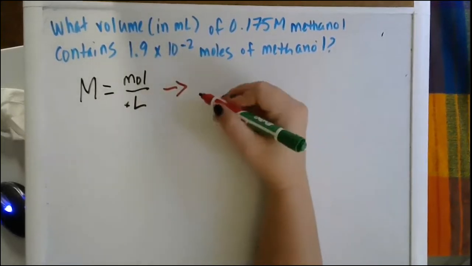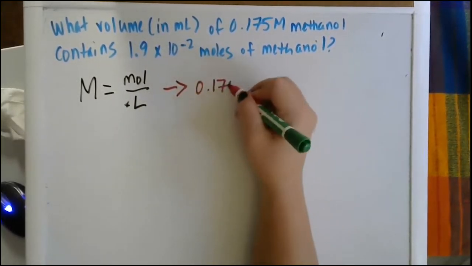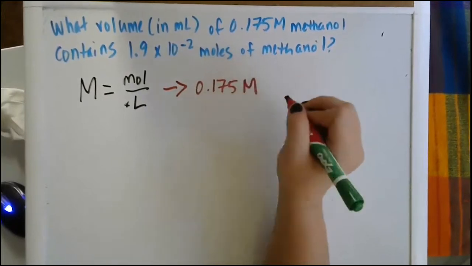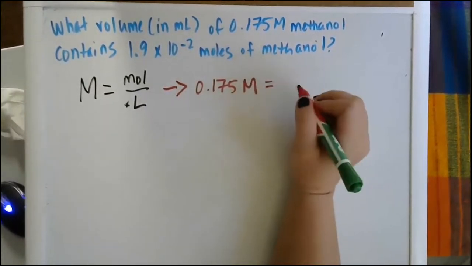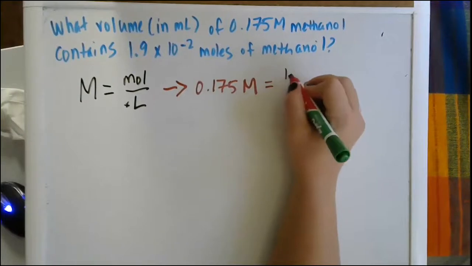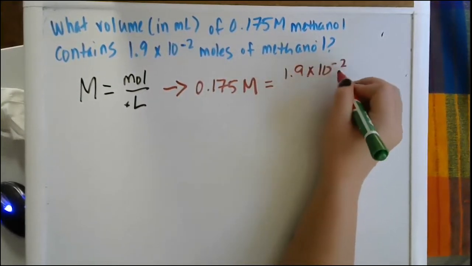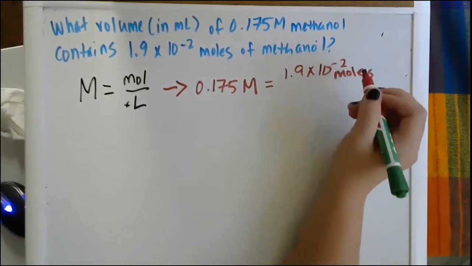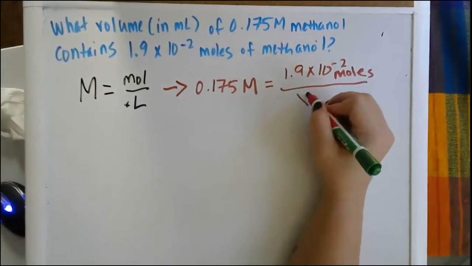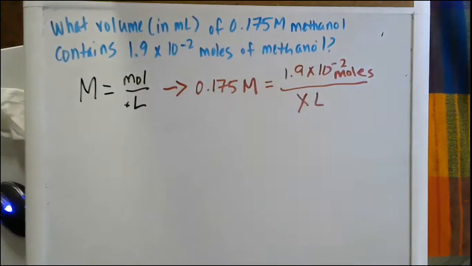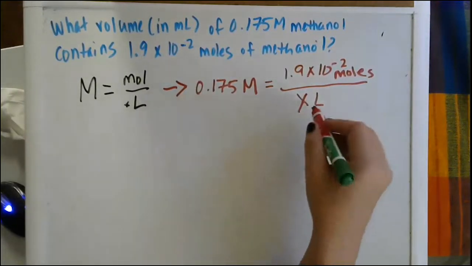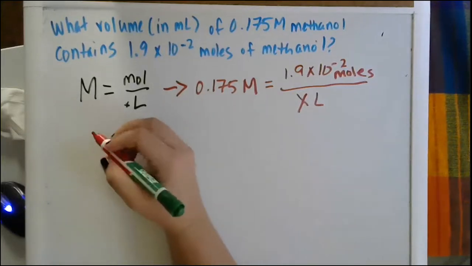Okay, so we have a 0.175 molar solution, and that equals 1.9 times 10 to the negative 2 moles divided by x liters, right? So now we're going to multiply both sides by the x liters.